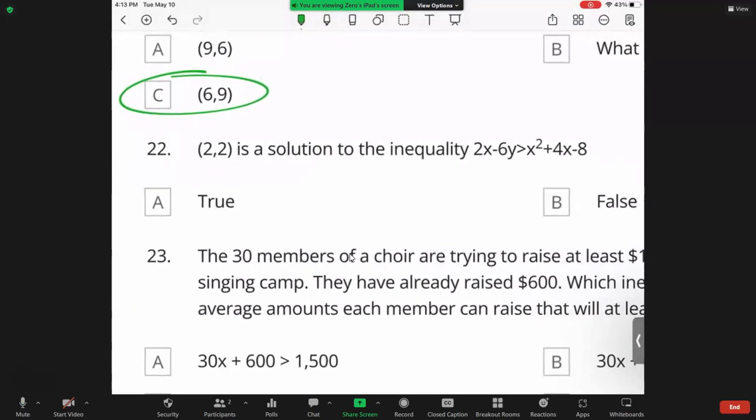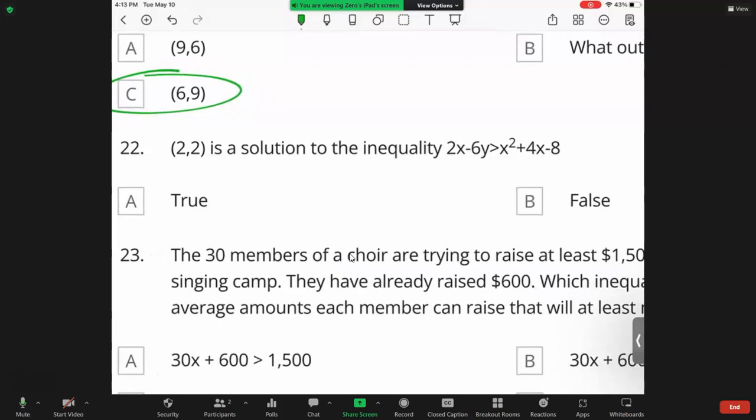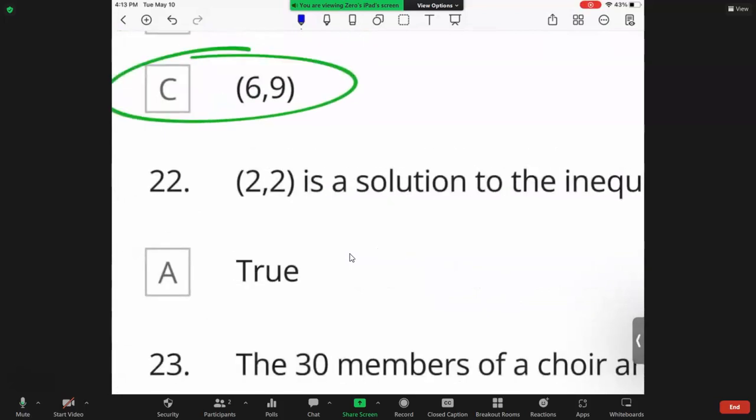22. Is 2 the solution to this inequality, true or false? Well, we're going to plug it in the calculator. That's the easiest way to do this, to be honest. So for the 2, that's where x is at, and then the 2 here is y. They both happen to be the same number.